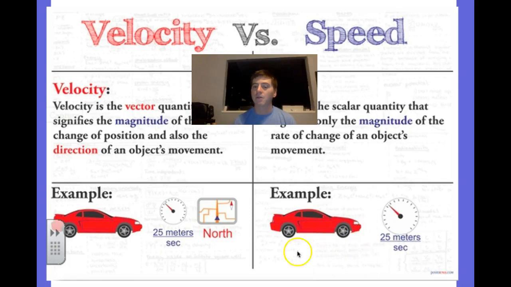So for example, if you are going 25 meters every second, that is your speed, 25 meters per second. But if you add a direction, that's when you get a velocity. This will be 25 meters per second north. So I know the direction as well as the speed.